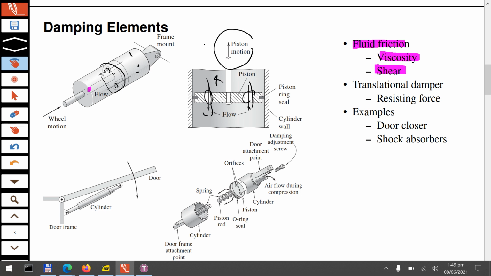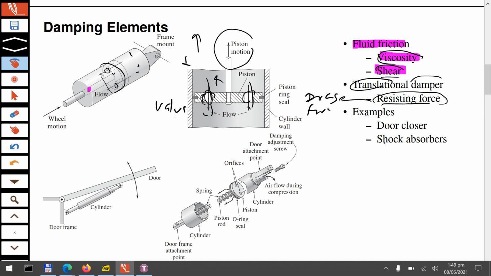So whenever the piston moves one way or another, the fluid motion relative to these valves will give rise to shear and viscosity. In other words, you have a resisting force. The drag force we had, in this context we will call the resistance force, and because it's translational, we call it the translational damper.